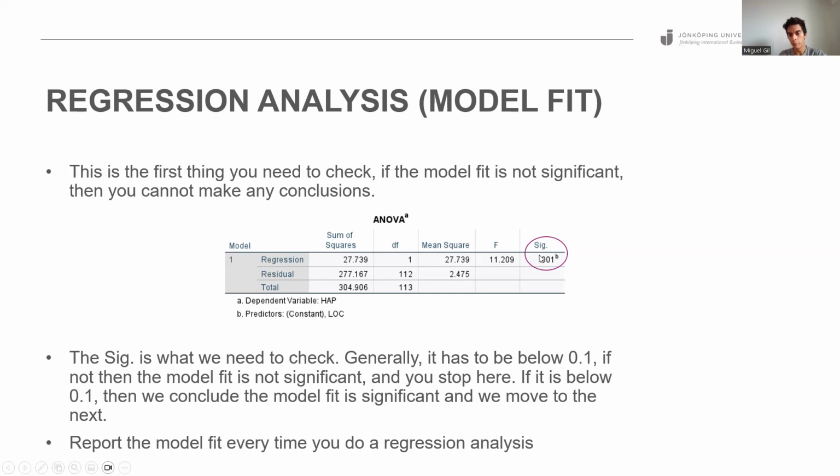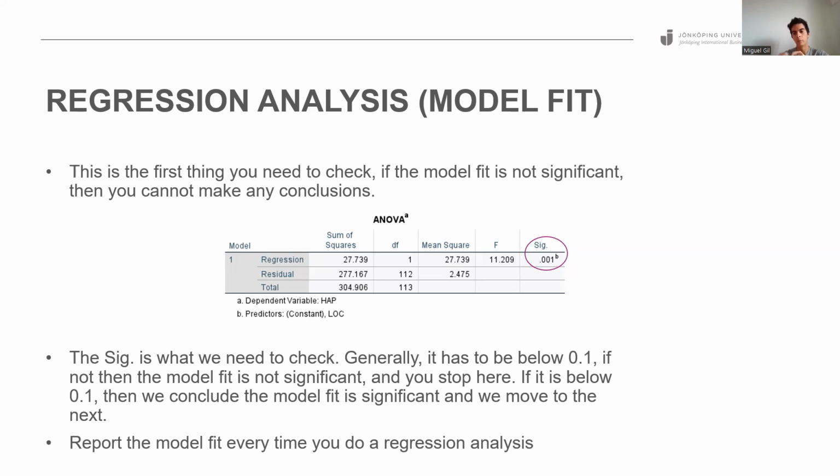So if you have 0.2, you need to stop. That model doesn't work. You cannot move further. That's kind of tragedy, but that's what happens. If it doesn't work, it doesn't work. But if, like in this case, the significance is 0.001, what you can do is you move on. You continue to the next step. You report in your paper that the significance is 0.001 and the model works, and then you move on.